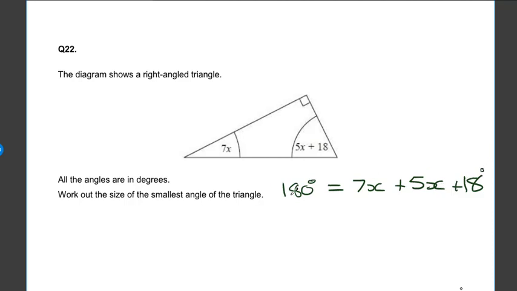I'm putting that degrees in so you know where it came from. And plus 90. Let's not forget our 90.